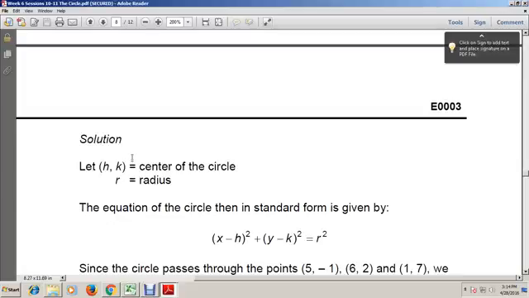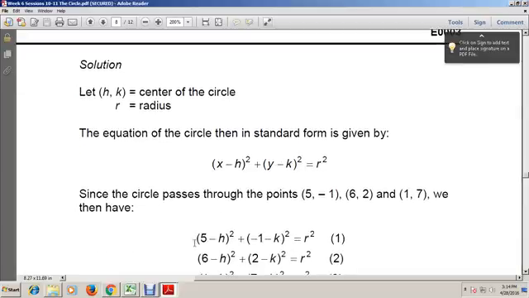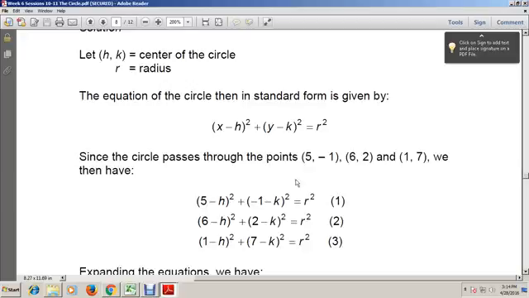Okay, so we'll let (h, k) be equal to the center of the circle, and of course r is equal to the radius of the circle. The standard form for the equation of the circle is given by (x - h)² + (y - k)² = r². Now, since the circle passes through the points (5, -1), (6, 2), and (1, 7), then we have the 3 forms of the equation.